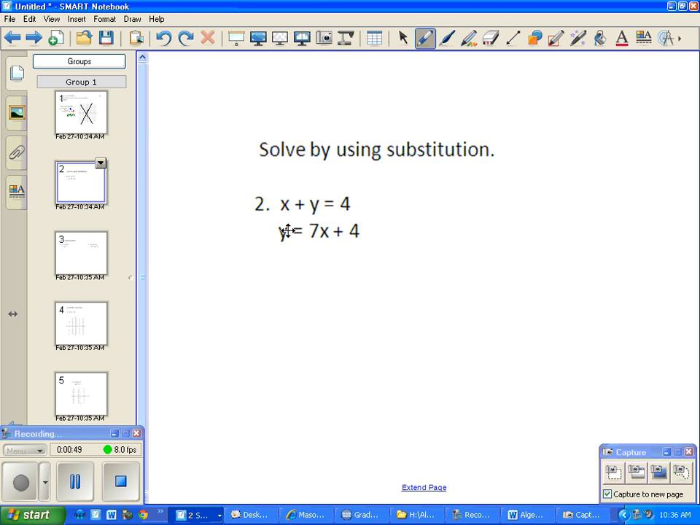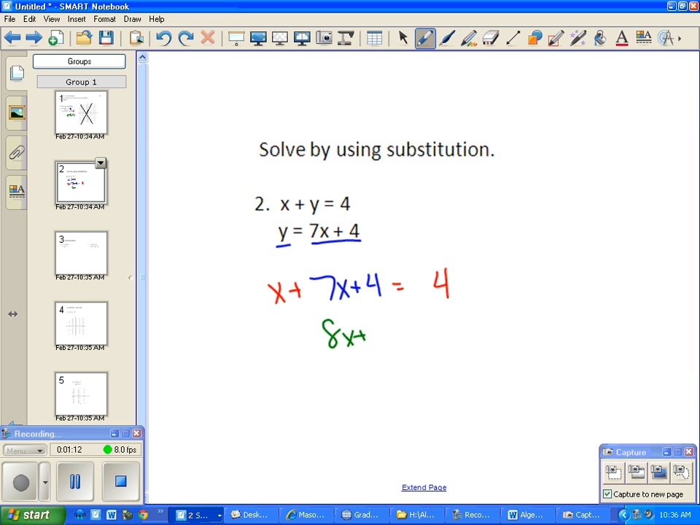The second one says solve by substitution. I would do this by substitution every single time because they already told you y equals. So if they tell you y equals, go ahead and plug in 7x plus 4 in the other equation. Everywhere you see a y, you're going to write 7x plus 4. So instead of x plus y equals 4, x plus 7x plus 4 equals 4.